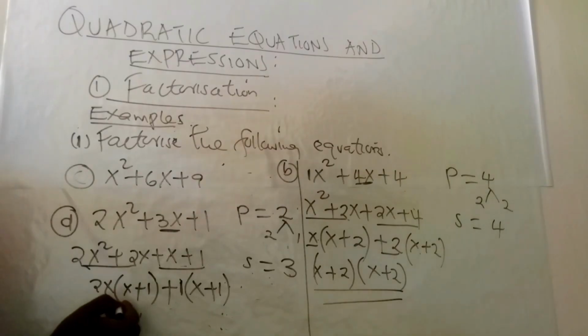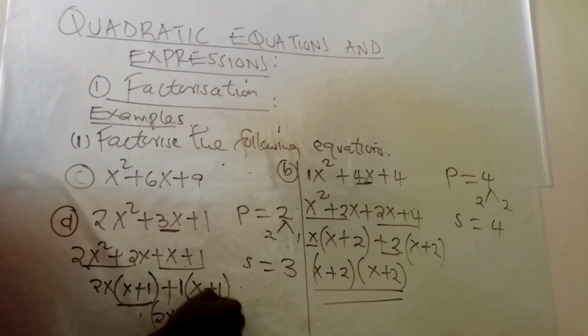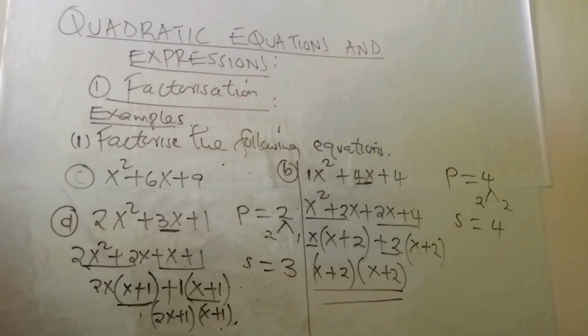So again, you find that what is inside the bracket is the same. So your solution becomes 2x plus 1, then x plus 1. 2x plus 1, x plus 1.